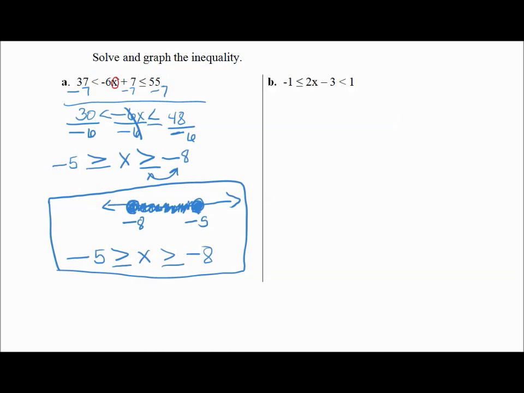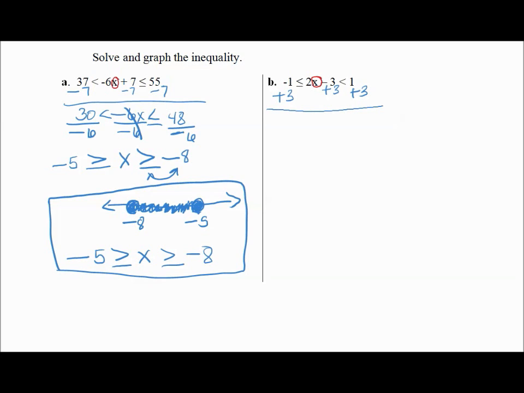Okay? If you made a mistake, make sure that you correct it so that when you're working by yourself, you have something to refer back to. Okay, and then the last one. Same old, same old. My goal is to isolate my variable x in the center. So I know I have to get rid of this minus 3, so I would add 3 to all three sections.